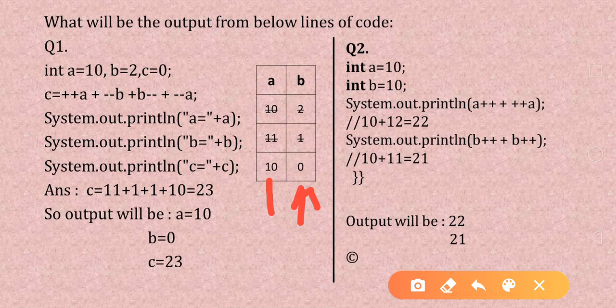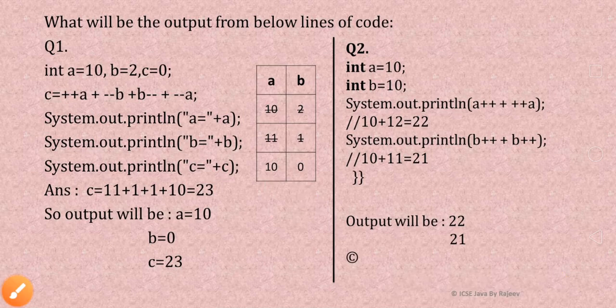So let us see question number 2. In question number 2, I have both the values a and b equal to 10. System.out.println a plus plus, as you already know, is a postfix expression. So first 10 will be used. After using 10, it will be updated to 11. Plus plus plus a is 11 plus 1, 12. So in the first expression, 10 plus 12 equals 22.